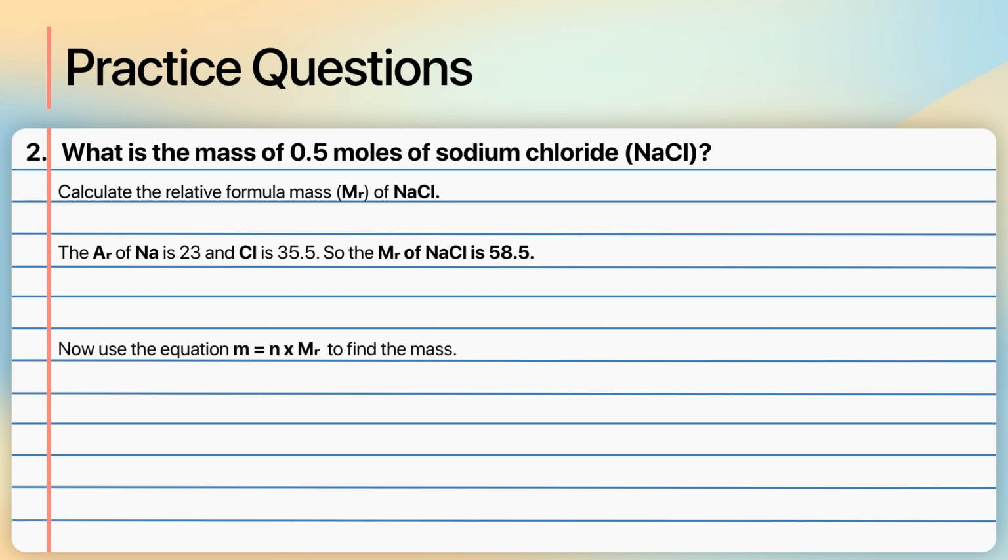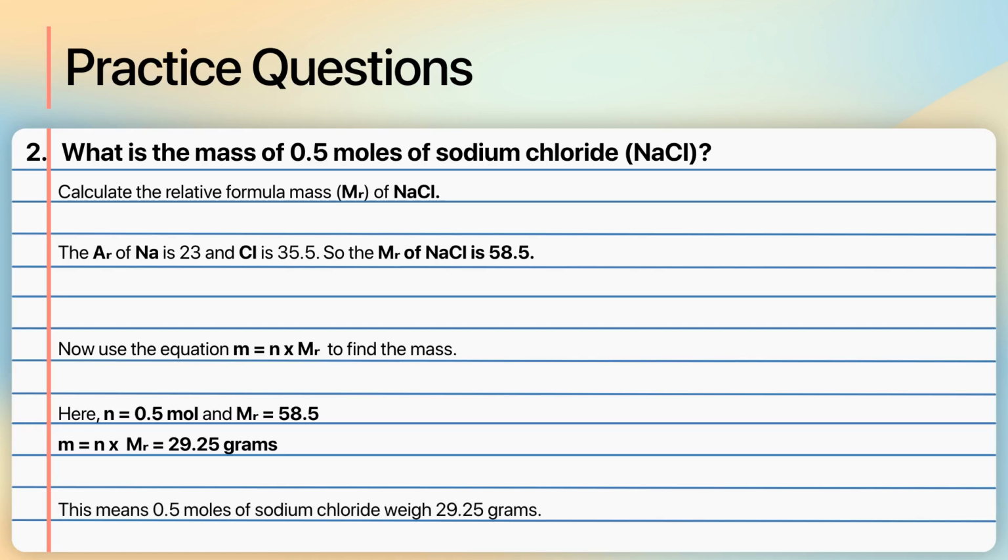Now use the equation m equals n times Mr to find the mass. Here, n is 0.5 moles and Mr is 58.5. Hence, m equals 0.5 times 58.5, which is equal to 29.25 grams. This means 0.5 moles of sodium chloride weigh 29.25 grams. Through these examples, you can see how to calculate moles from mass and vice versa. This practice will solidify your understanding of the mole concept and its application in solving chemistry problems.